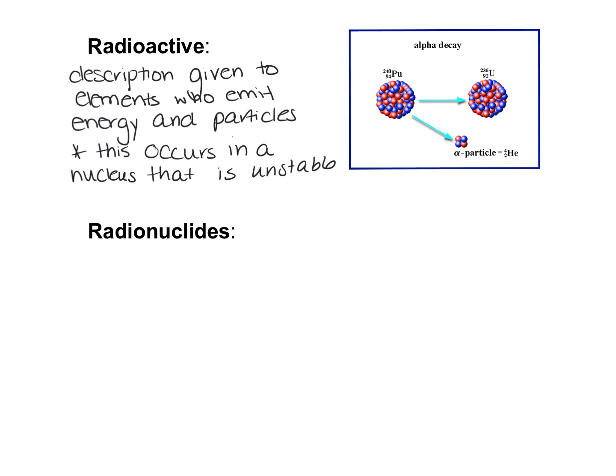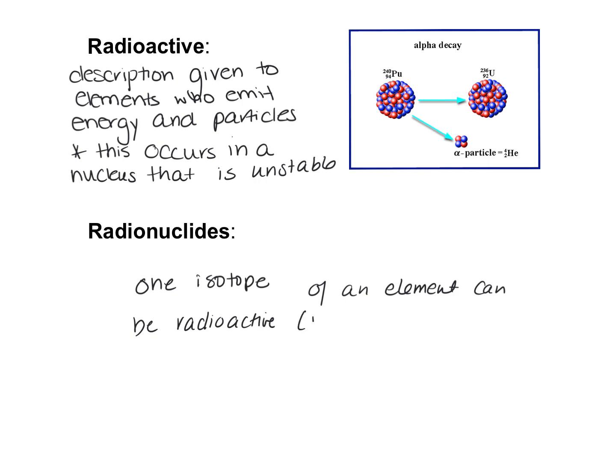And it's important to understand, right, that one isotope of an element can be radioactive. And so we would call that a radionuclide, right? And others are stable. You're also going to hear the term nuclide, and this just refers to one atom.